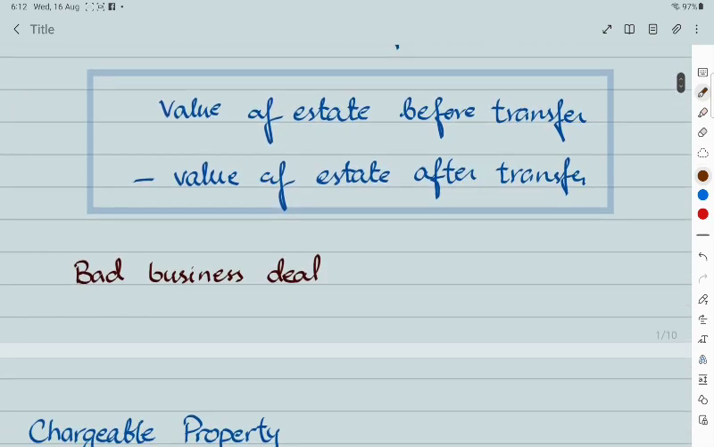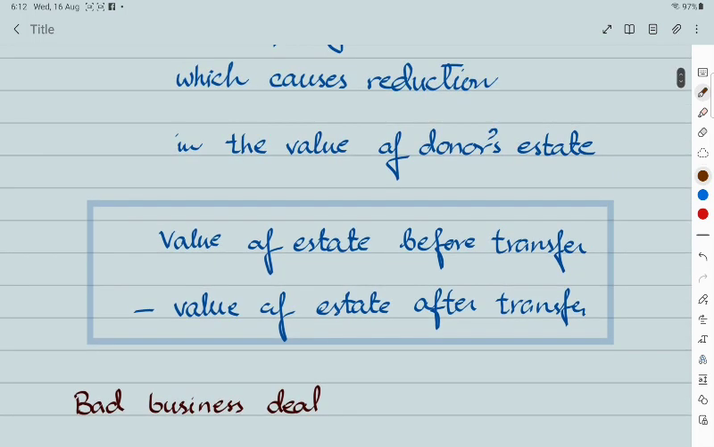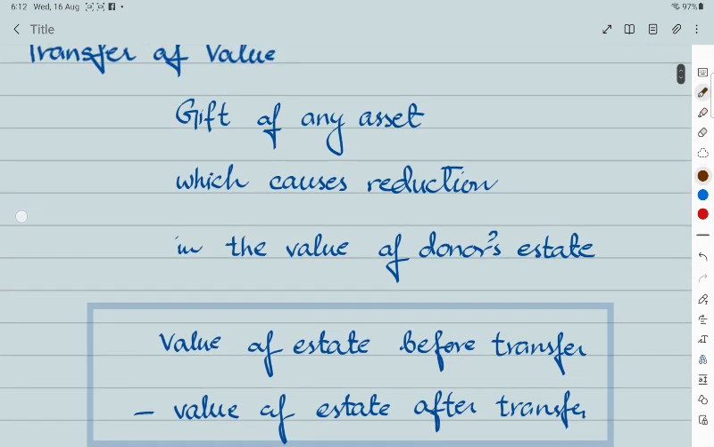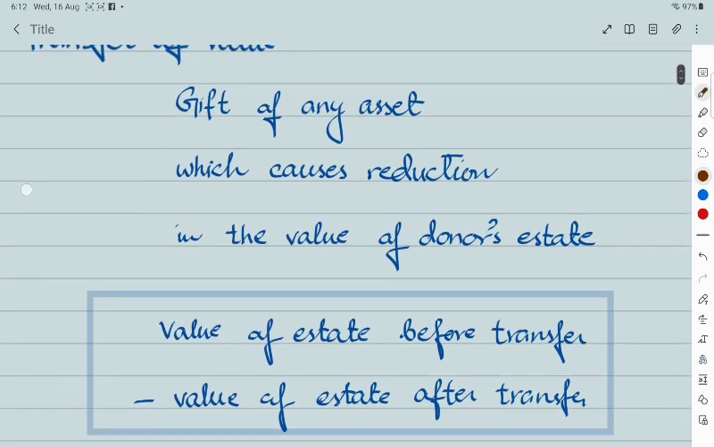Remember that as a result of a bad business deal, there may be a reduction in the value of the donor's estate, but this is not said to be a transfer of value. For a transfer of value, there must be a gift of any asset.